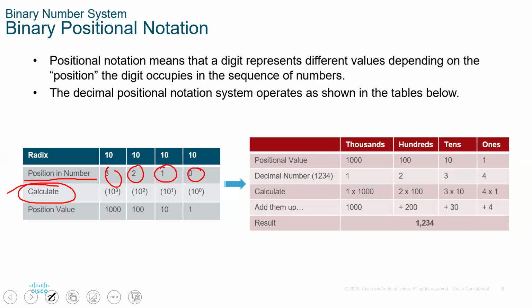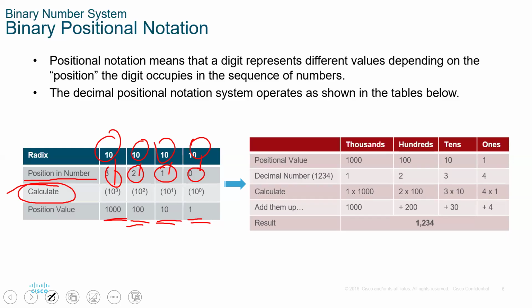So this is 10 raised to the power of 0. This is 10 raised to the power of 1. This is 10 raised to the power of 2. This is 10 raised to the power of 3. Why are we doing this? To give us these decimal values. This is 1, this is 10, this is 100, this is 1,000, and so on and so forth.